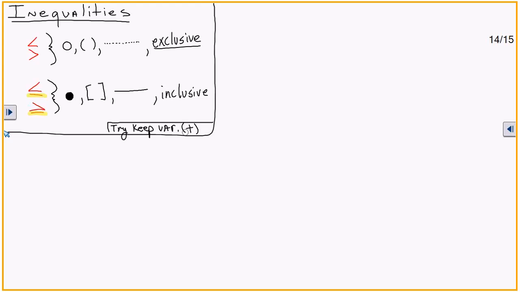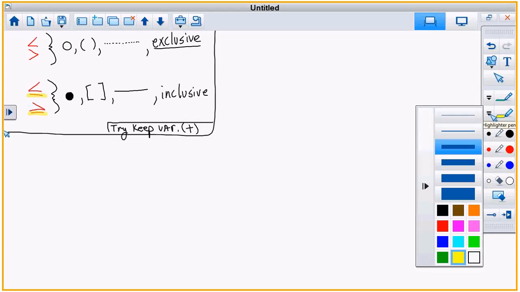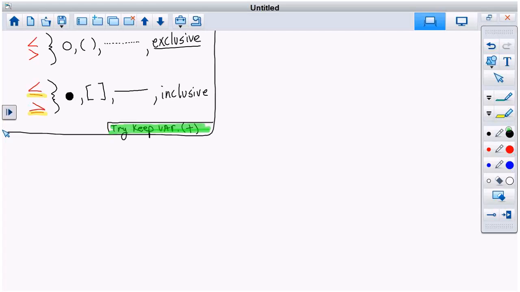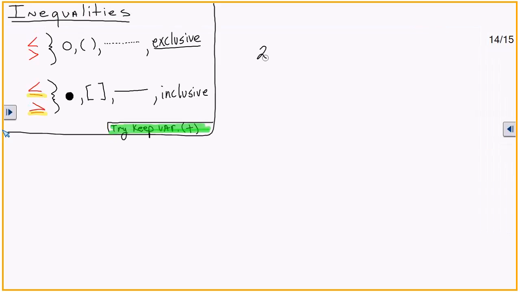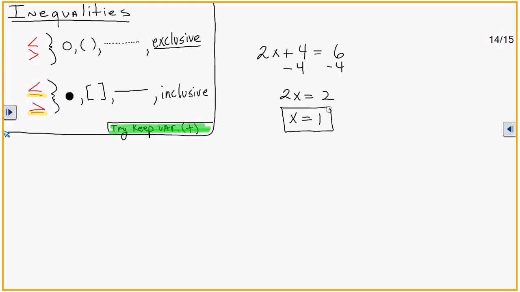All right, so with that being said, and I'm going to highlight that because I think that's very important that people understand. If you want to make life simple for yourself, try to keep the variable positive. All right, here we go. Now, you're used to doing this type of problem. 2x plus 4 is equal to 6. And you subtract 4, and you subtract 4, and you get 2x is equal to 2, and you get x is equal to 1. And you highlight that, and then you feel good about yourself.